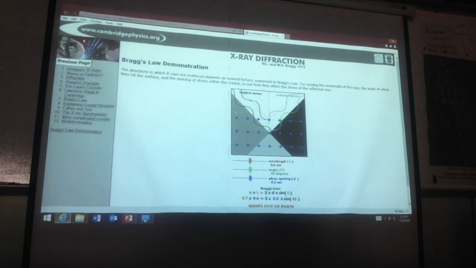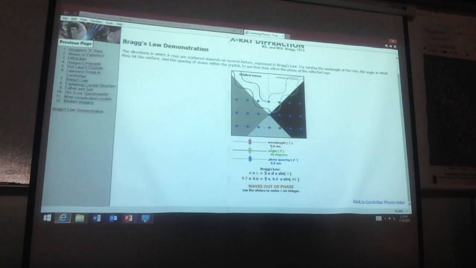So, here you have your incident wave, here you have your reflected wave, and these blue dots are your sample. In this case we have it set so our wavelength is 0.6 nanometers, our angle is about 45 degrees, which is about normal for it, and your plane spacing or D spacing is 0.3 nanometers.